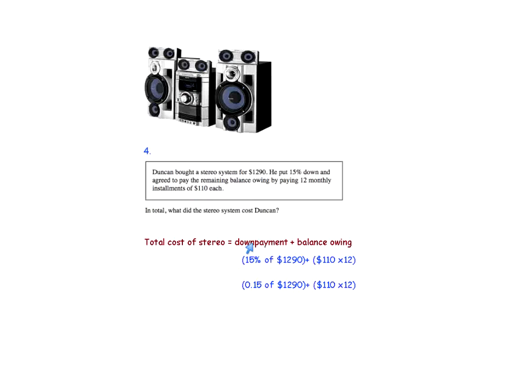It's going to be the down payment amount plus the balance owing. The down payment amount, again, is 15% of $1,290. The way we find that, 15% is 15 over 100, which comes to 0.15 as a decimal. We multiply 0.15 times $1,290. That's going to give us the down payment amount. How much is the balance owing? Again, the question says he's paying 12 monthly installments of $110. So that's going to be 110 times 12. So we add together the down payment amount, plus the balance owing, and that's going to find the total cost of the stereo.